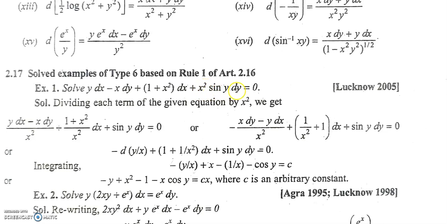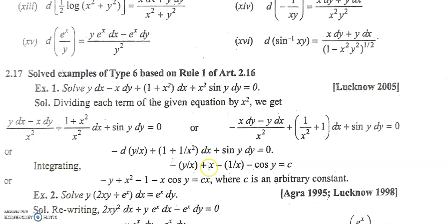See, x square sin y dy. So if we want to free this y variable here, we have to divide by x square. If we divide by x square, then this term will be sin y dy, this term will be 1 plus x square by x square, and this term will be y dx minus x dy by x square. So if we take minus common, what can we write? D of y by x, and that will be 1 by x square plus 1 dx, then this will be sin y dy.